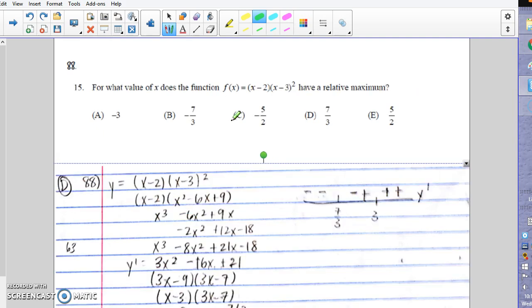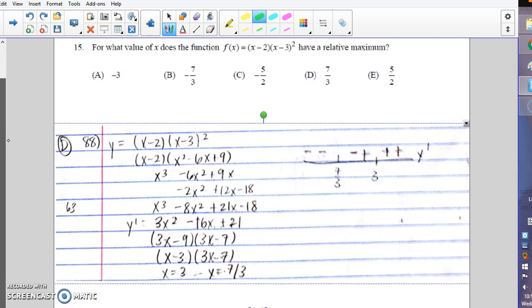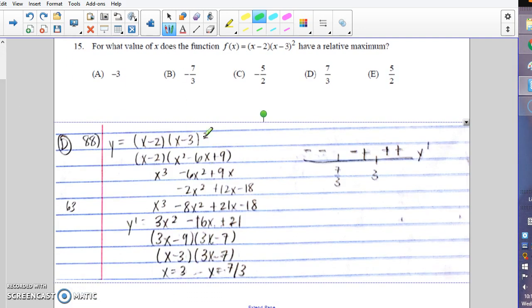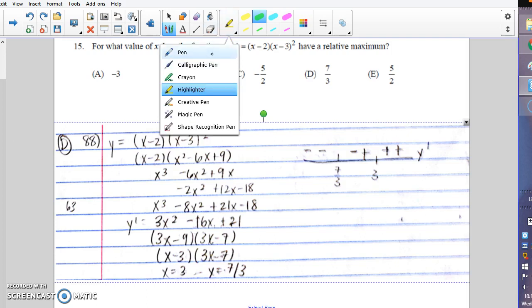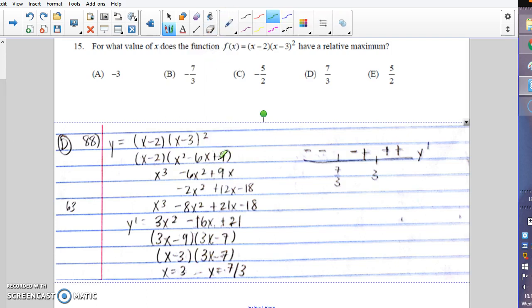For what value of x does the function have a relative maximum? You can kind of go at your own pace here. What I decided to do, I didn't feel like doing the product rule for whatever reason. So I went ahead and just multiplied everything out and took the derivative either way. These are the two places that you should be checking. And you're looking for a maximum.